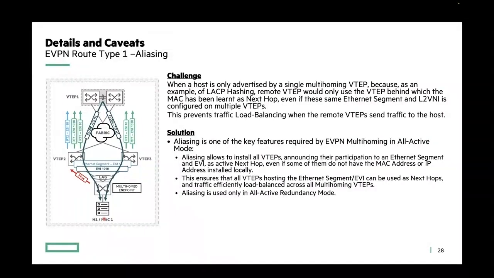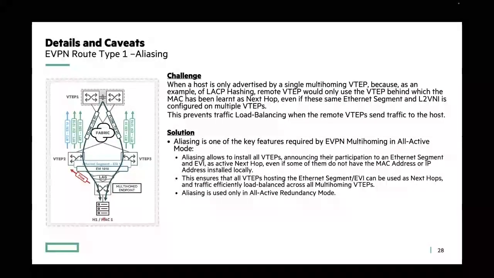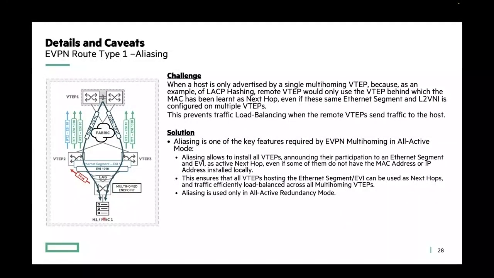To fix this, EVPN multihoming embeds a mechanism called aliasing. This mechanism allows remote VTEPs to program all VTEPs announcing their participation in an Ethernet segment and some EVIs as active next hops, even if some of them do not have the MAC address or the IP address installed locally. That way, as you can see on the diagram, VTEP1 will be able to load balance the traffic to host H1, even if VTEP3 did not advertise the MAC address.